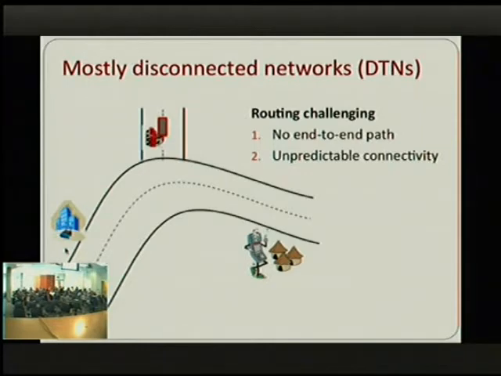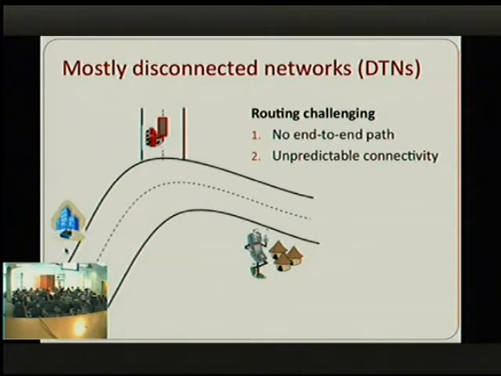So this is the most challenging end of the spectrum, where routing is difficult, and it's difficult to support even simple applications like email. And TCP and other protocols that we know and love simply break down in this environment. So that's the story with the mostly disconnected end.